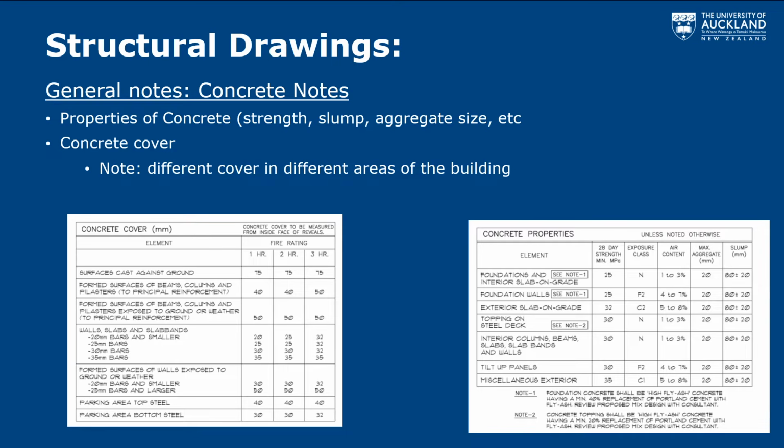Similarly on cover, we don't just allow the reinforcing steel to poke out. We need to make sure that it has some minimum amount of concrete around it, and that helps with durability to keep the reinforcement from rusting, and it also keeps it from getting too hot and melting and losing strength during a fire. And that information is also going to be there in your general notes.